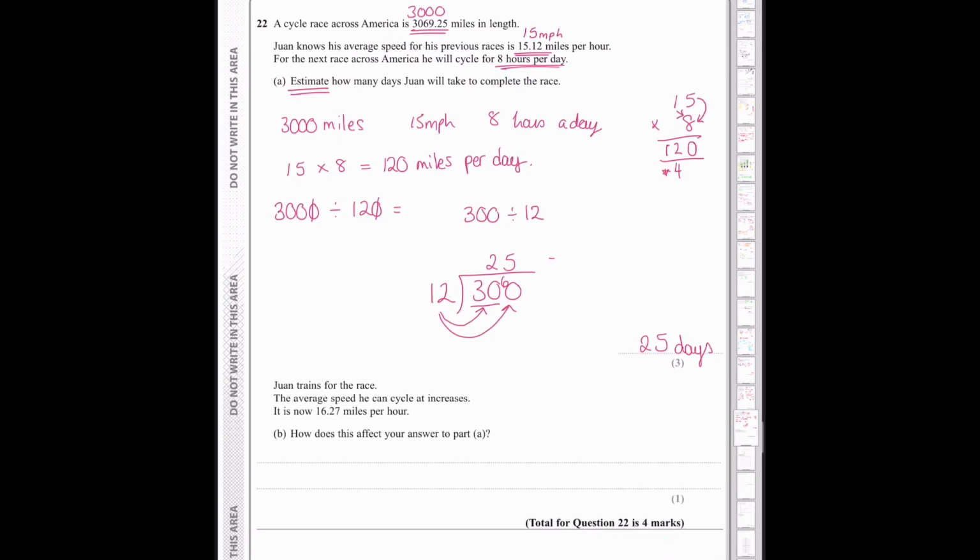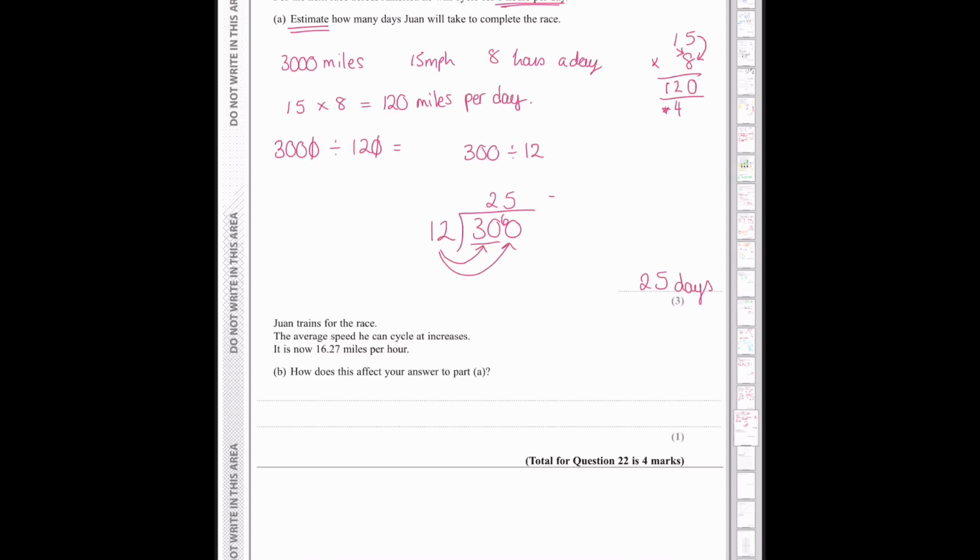Then the next part of this question says that Juan trains for the race. The average speed he can cycle at increases. It is now 16.27 miles per hour. How does this affect your answer to part A? Well, you could say something like it takes him less days, or it will take him less time, because his speed has increased. Okay, and you'll be able to get your full marks then, as long as you're writing down the right things. Okay? All right, almost there, guys.